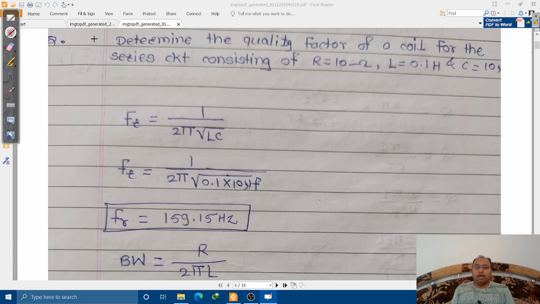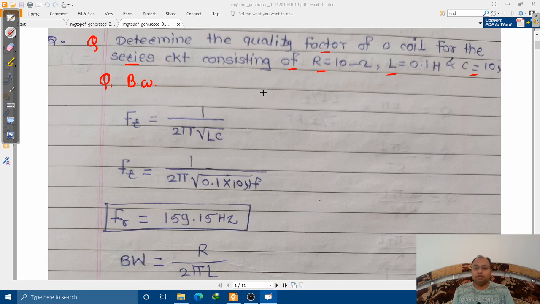So you have been asked a question. What is the question? Determine the quality factor Q of a coil. So you need to find out Q for the series RLC circuit, which consists of R, L and C. Also let us find out the bandwidth. So for that purpose, what do we need to find out Q?